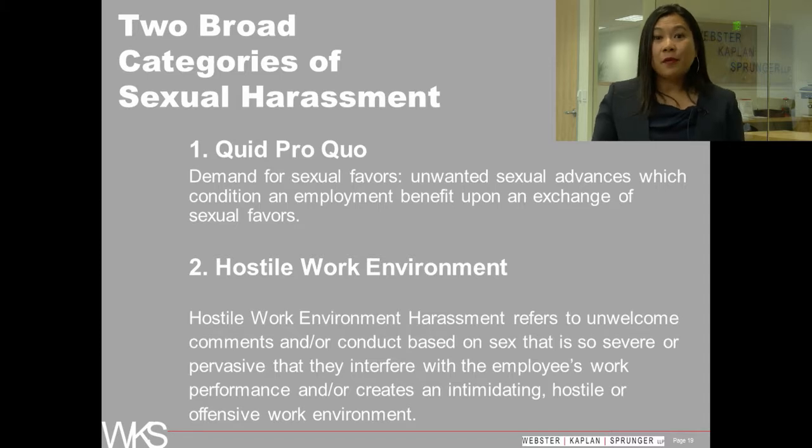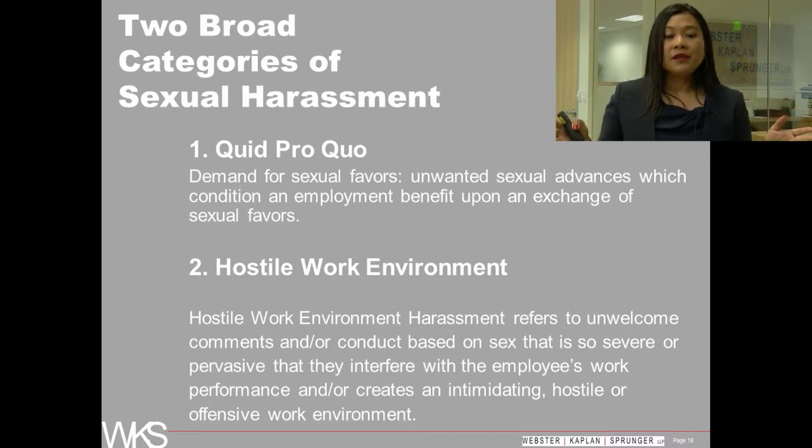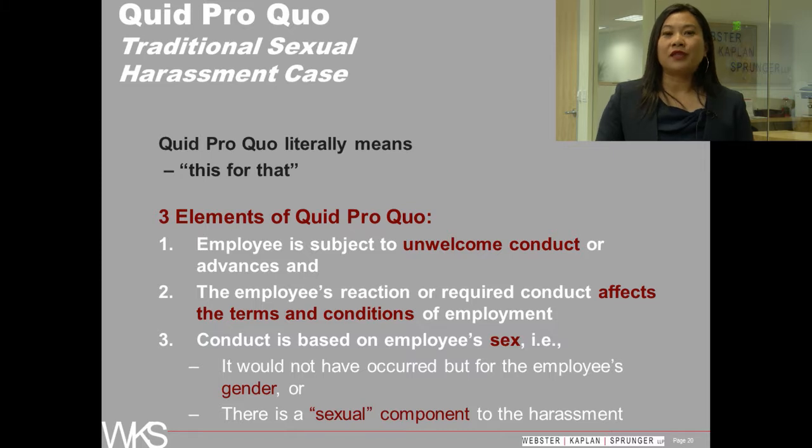Now, the second type of harassment, which I've mentioned, is called hostile work environment harassment. It's a little bit broader. So it's defined as unwelcome comments and or conduct based on sex that is so severe or pervasive that they interfere with the employee's work performance and or create an intimidating, hostile, or offensive work environment. So certainly a lot of words to unpack there, but we'll go through what all those elements are in just a second.